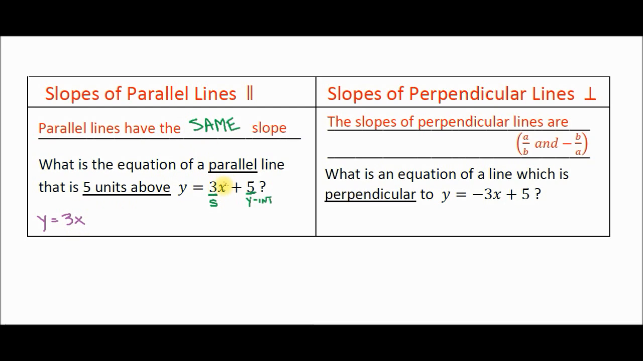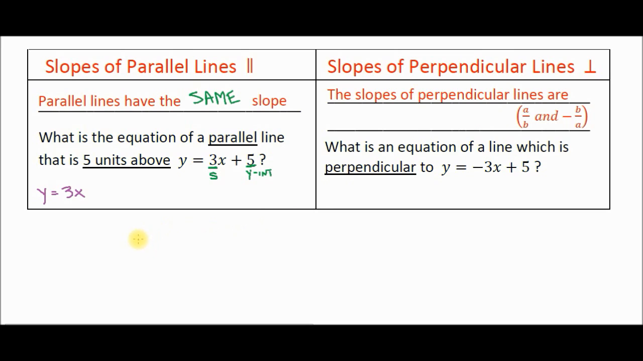Parallel lines have the same slope. The slope here is 3. The slope of our new equation has to be 3. Now the question is, how do we get a line that is 5 units above? Well, let's think about this. I'll scroll this a little bit and show you.